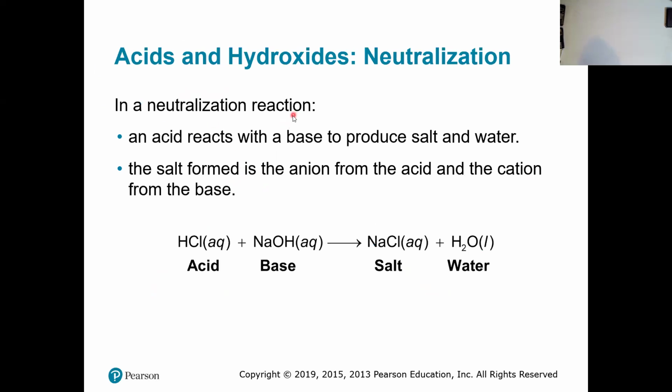And in our neutralization reactions, we're going to have an acid and a base that are present. They're going to combine. The hydroxide and the hydrogen are going to form water. And then in this case, the sodium and the chloride that are left over are going to form the salt.